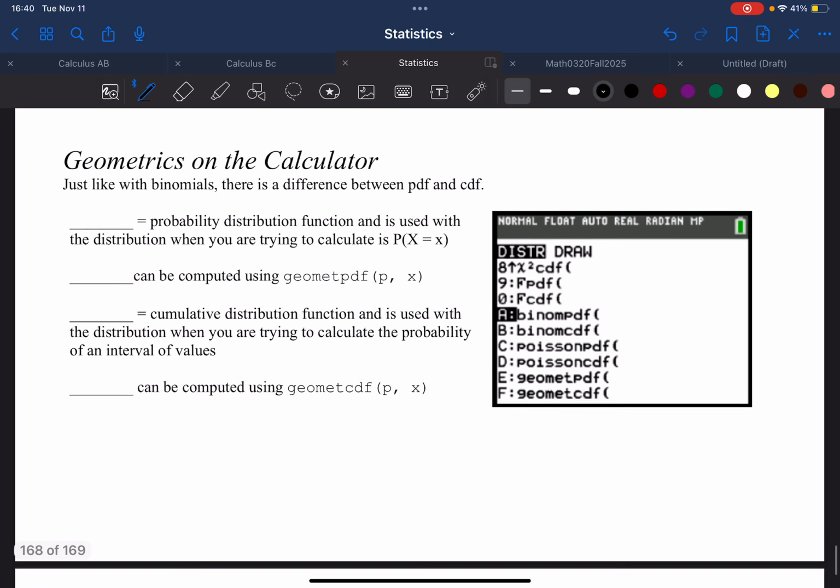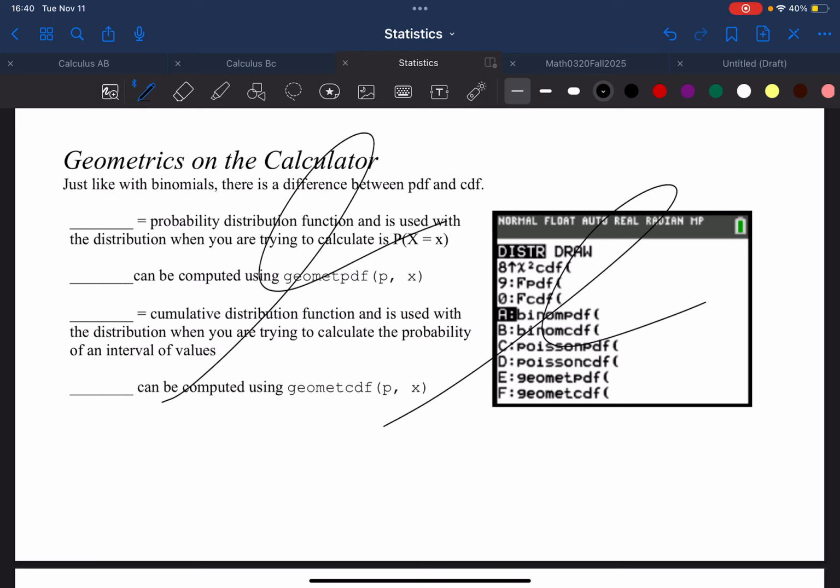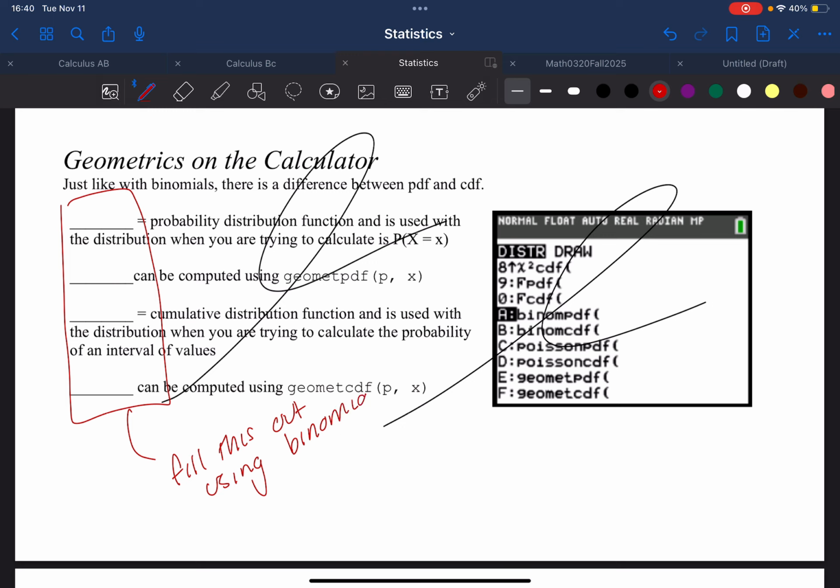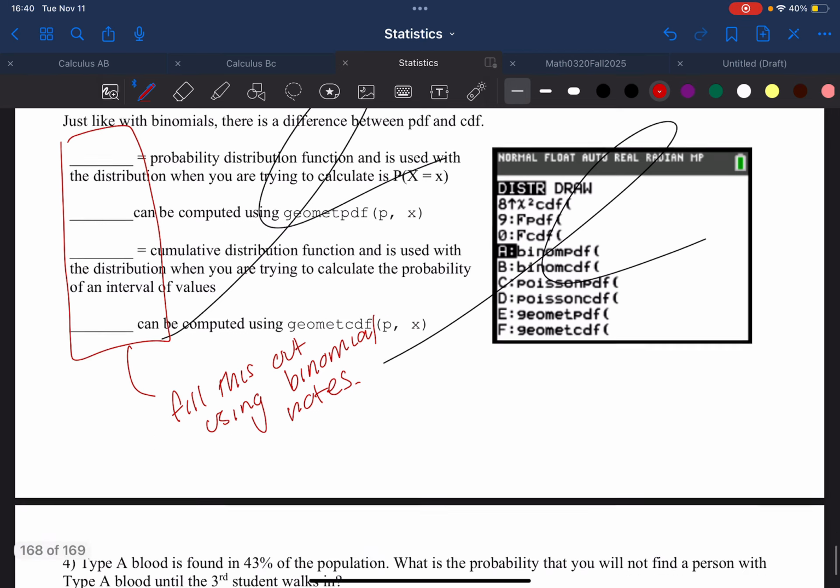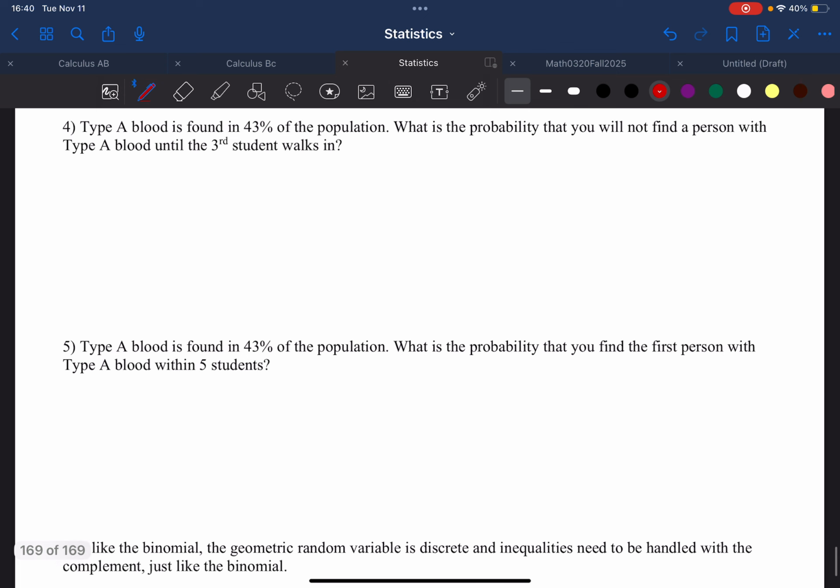So the next part here talks about geometrics on the calculator, just like it talked about binomials on the calculator. I'm going to go ahead and skip this part, because we already filled this out in the binomial notes. So what I want you to do is fill this out using the binomial notes. It's going to be exactly the same. Now we're going to look at how to do this on Desmos.